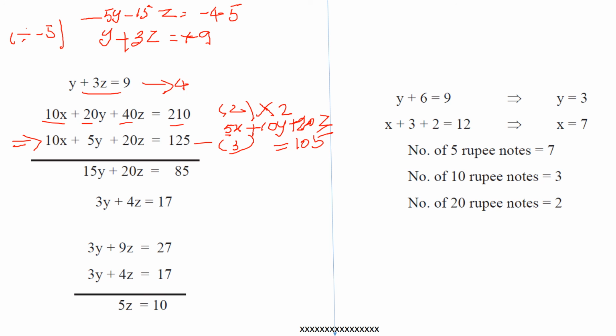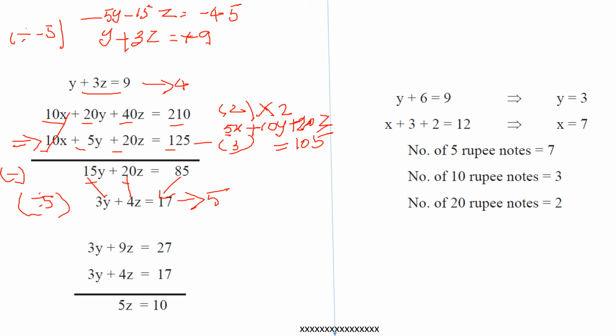So next we subtract. So change the sign. 10x minus 10x will cancel. 20 minus 5y 15y. 40 minus 20z 20z. 210 minus 125 85. So divide by 5, we get it. 15 by 5 3y. 20 by 5 4z. 85 by 5 17. So 3y plus 4z equal to 17. This is our fifth equation.